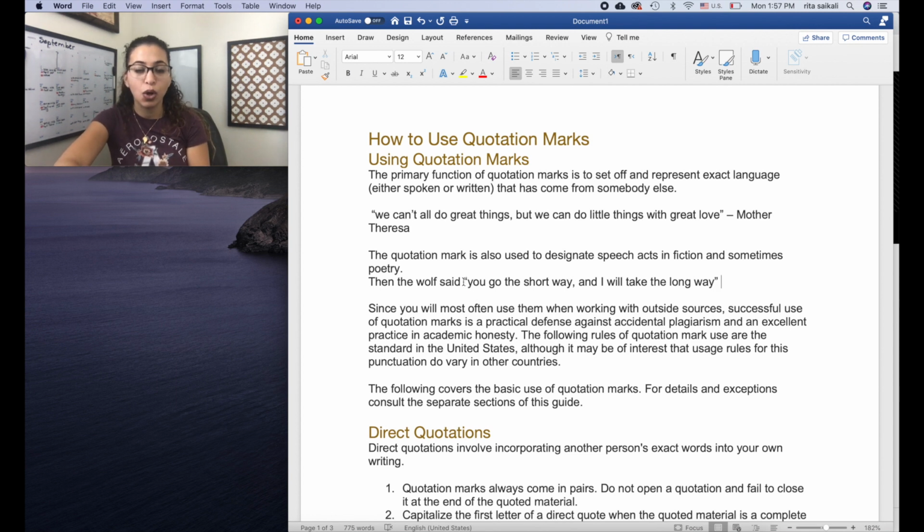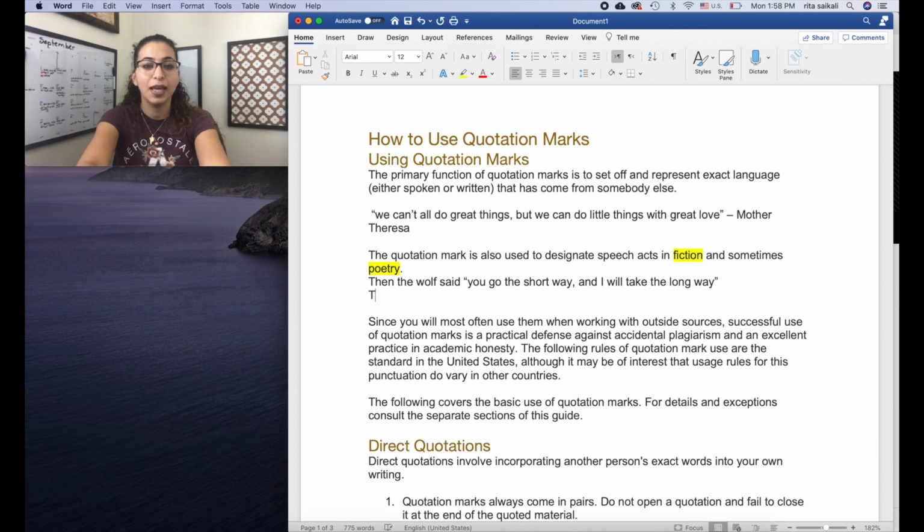Here, when we use quotes, we are showing that someone is talking. This is in fiction, and sometimes poetry. Like we said, Little Red Riding Hood is not a true story. It's not a real story. The wolf doesn't talk. So in the story, the wolf said, "You go the short way and I will take the long way." Then we can say, then Little Red Riding Hood said, "Thank you for the directions."